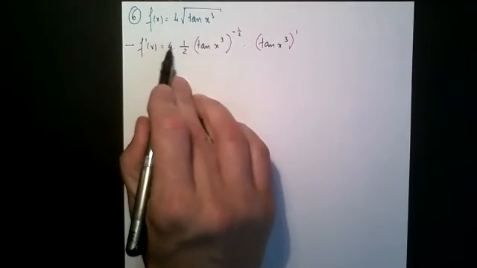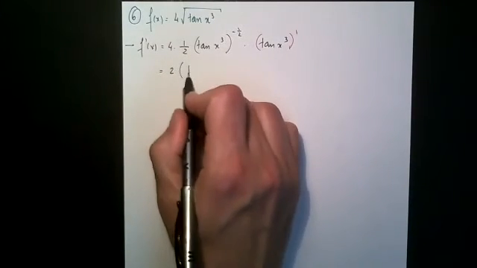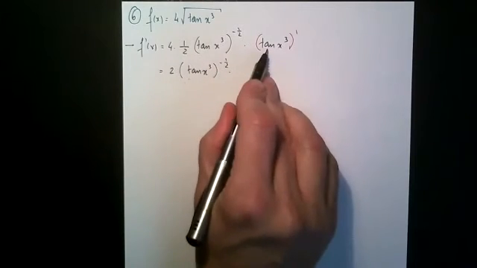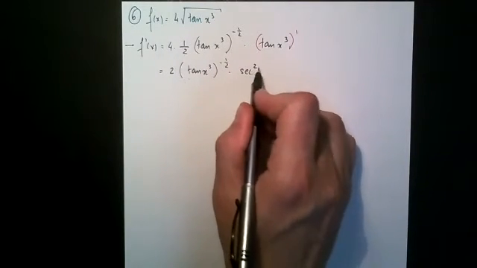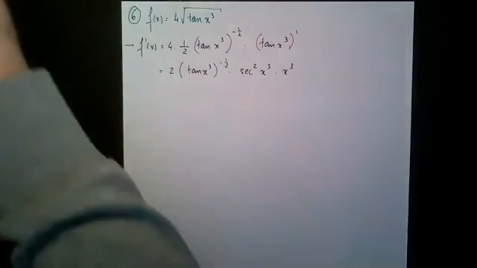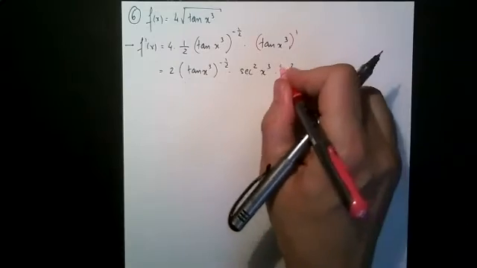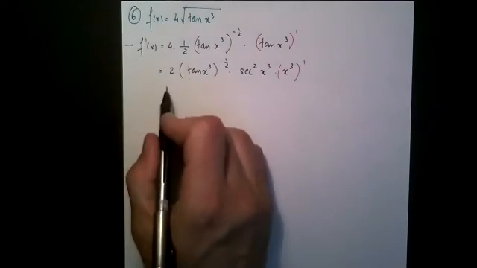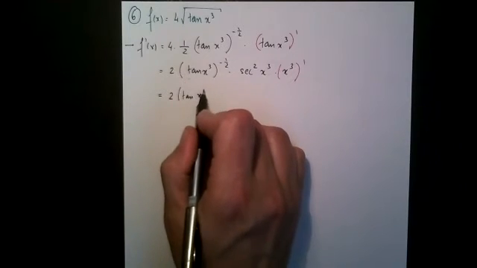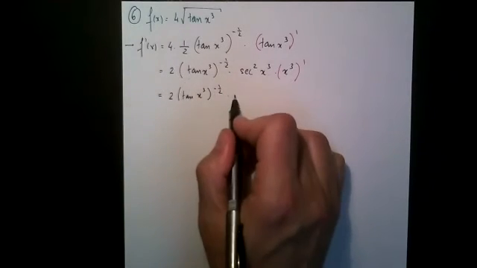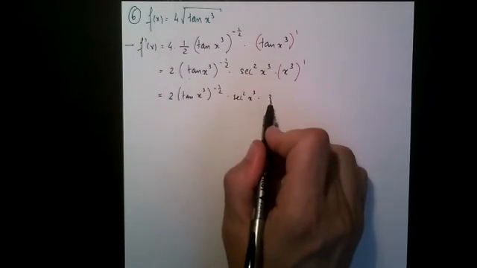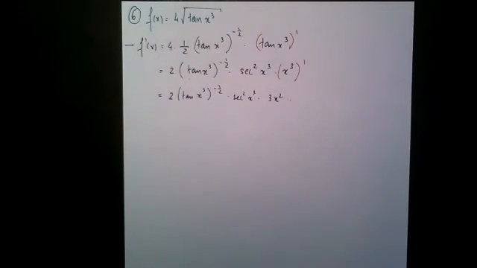Okay, so equals 4 divided by 2 is just 2 tangent of x cubed to the power negative half, and the derivative of tangent is secant squared of x cubed, times the derivative of the inside, which is x cubed. So 2 tangent x cubed to the power of negative half, secant squared of x cubed, times the derivative of x cubed, which is 3x squared, and that's my answer.